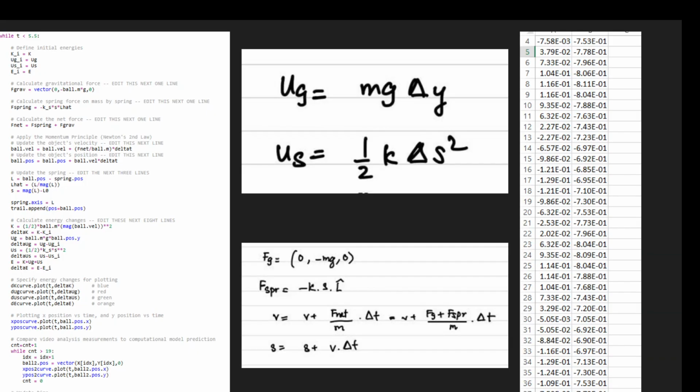And then the change in gravitational potential energy is equal to m g delta y, the change in height, and the potential energy in the spring equals 1/2 k multiplied by delta s squared. And you can see that I can calculate the velocity using the updated velocity equations from Newton's second law, and then I can use it to update the position, where delta s equals v multiplied by delta t. And on your right hand is the data of my slides.